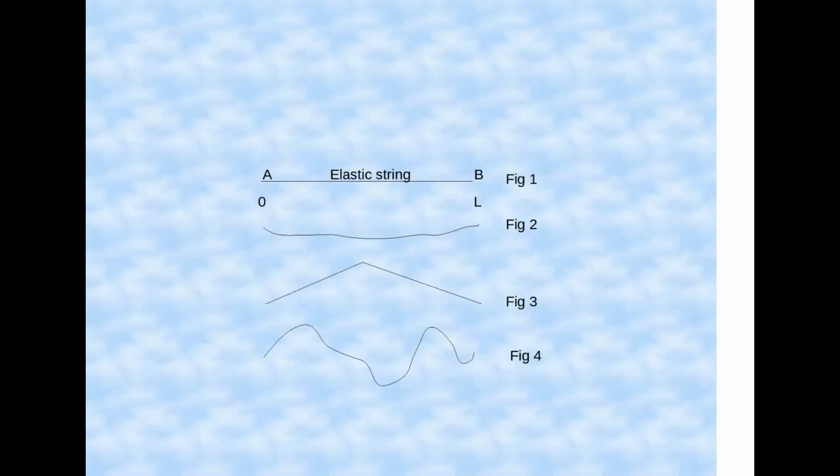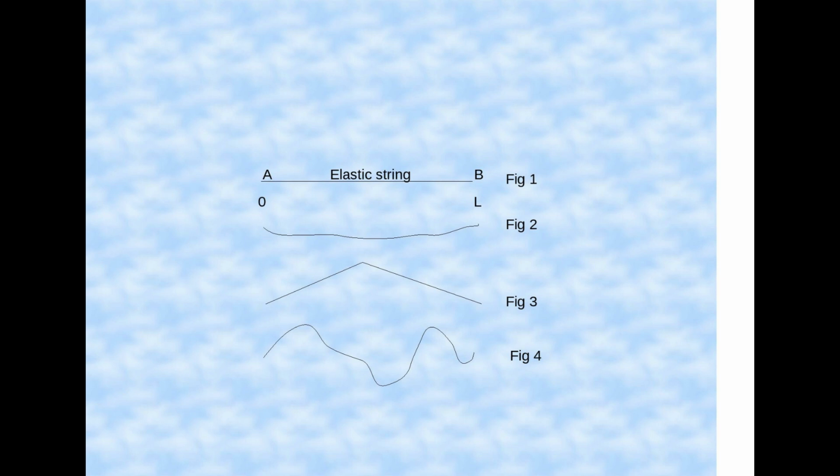Consider an elastic string AB of length capital L as given in figure 1. The string is fixed at the endpoints A and B. This is an elastic string, so we stretch this elastic string and then release it. As we release it, there are vibrations. So we want to find out the types of vibrations for this elastic string.